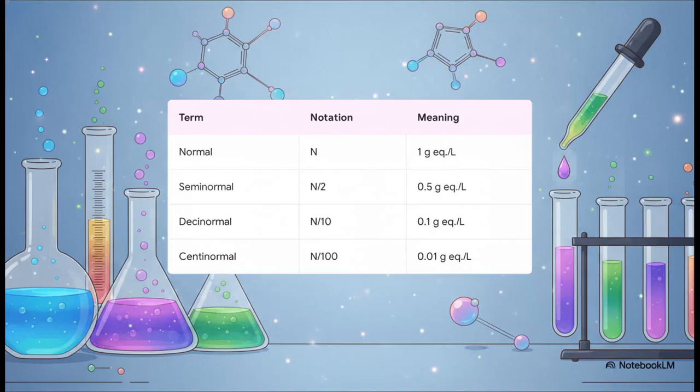We're going to rapid fire through this, but you absolutely need to memorize these specific terms because they pop up constantly in tricky exam word problems. Normal just means 1N. Semi-normal means N divided by 2, or 0.5N. Deci-normal is N over 10, and centi-normal is N over 100. Examiners love throwing these exact words at you instead of just giving you the numbers, so make sure you lock these notations in right now.